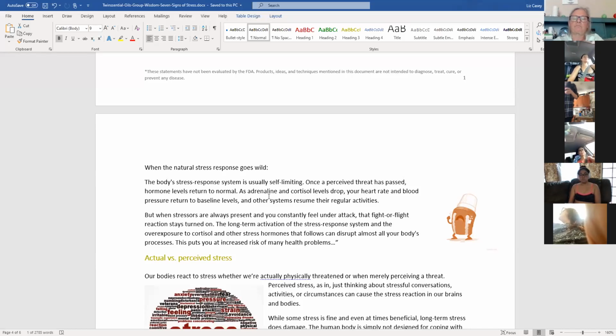Some of this, of course, is subconscious. It's not like I'm walking around going, I'm feeling so attacked. A lot of it is just deep psychology and body perception of attack. But the fight or flight reaction stays turned on, and the long-term activation of the stress response system and overexposure to cortisol and other stress hormones can disrupt almost all of your body's processes, primarily your digestion. Let me tell you, it just messes up your digestion.